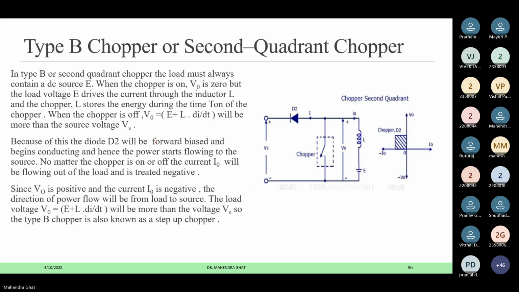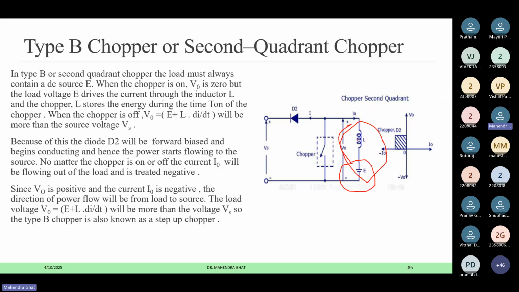Similarly, the second quadrant operation will require some kind of source in the load as well. So this is the LE load. One example of an LE load is our motors. The motors will have the inductive load plus the back EMF. So the back EMF will be generated in the motor. That kind of load is the LE load.